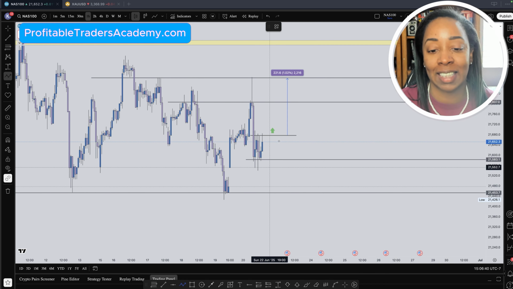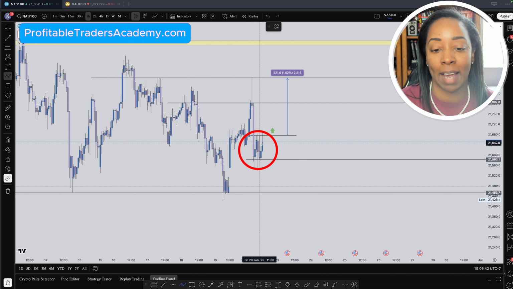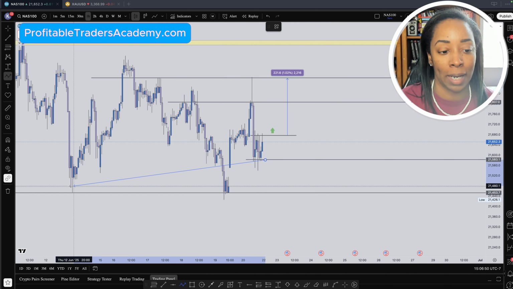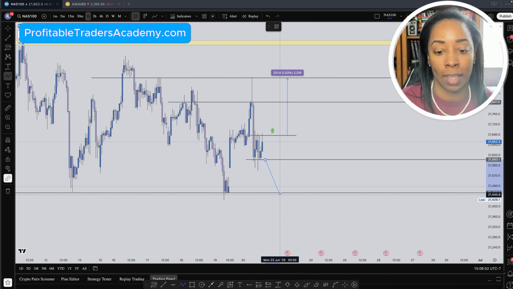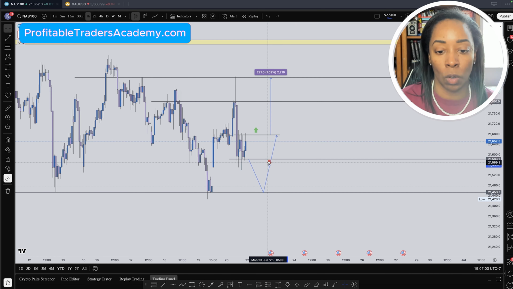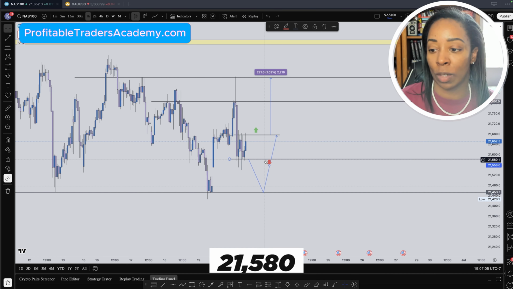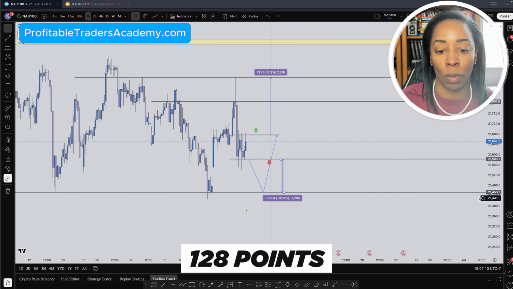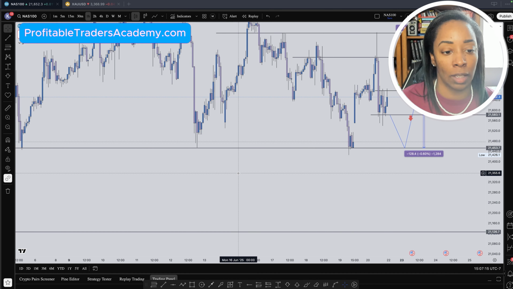So another thing I could see happening inside of this market is basically we have a little consolidation here, and I can actually see price breaking this. So a potential idea is for it to come down, respect this support level right here, and then potentially bounce up to continue the move up. So that's another idea I see inside of this market. But if I just wanted to take a short-term short, then it would be below this level here at 21,580. And let's go ahead and measure this range to make sure we have enough. Okay, yeah, that's 128 points. So that's really cool.